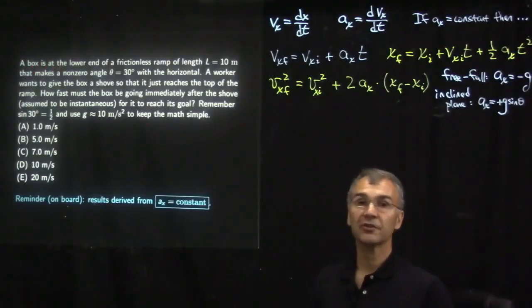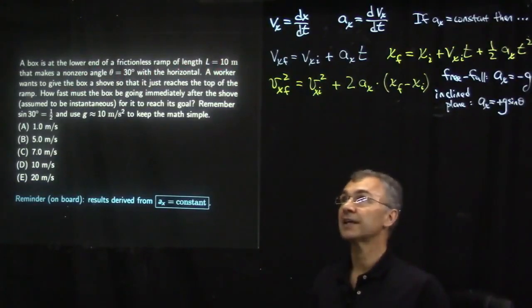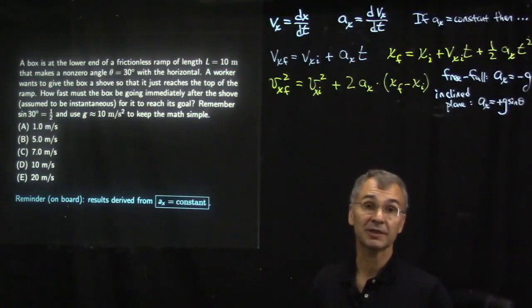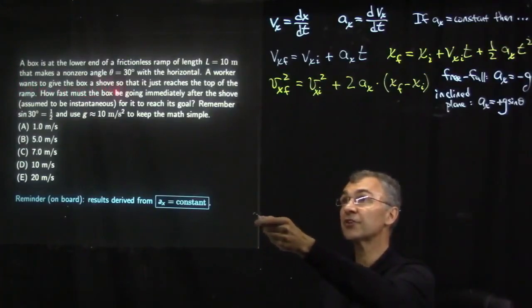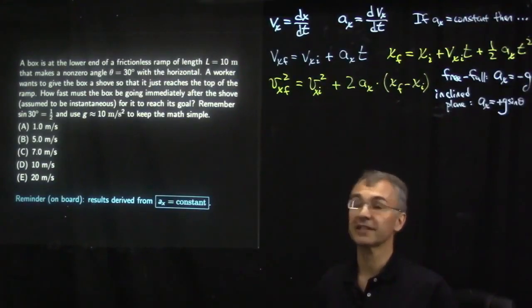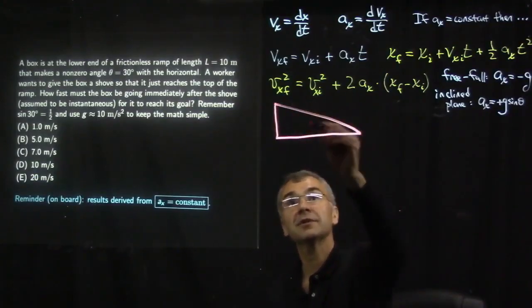A box is at the lower end of a frictionless ramp whose length is L equals 10 meters. And the ramp makes a non-zero angle 30 degrees with the horizontal. This sounds like an inclined plane problem. A worker wants to give the box a shove so that it just reaches the top of the ramp. How fast must the box be going immediately after the shove, which is assumed to be an instantaneous shove, like a kick, in order for the box to reach its goal? Okay, and then we can remember some math stuff. So we have an inclined plane here.